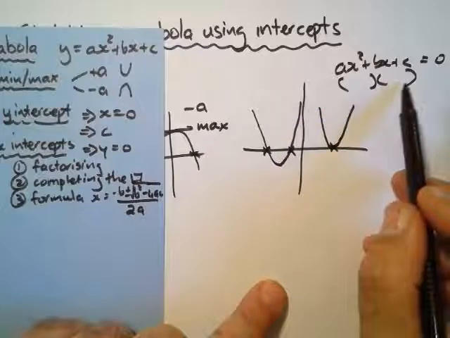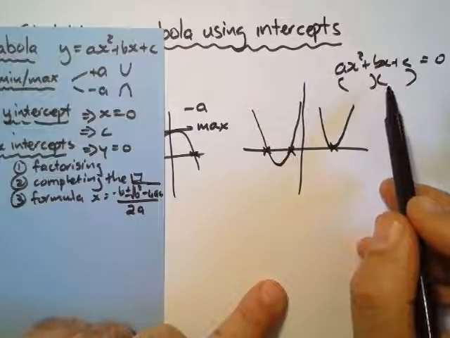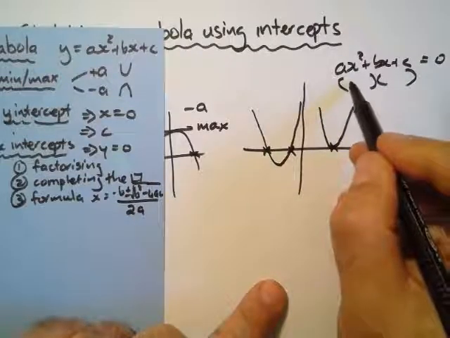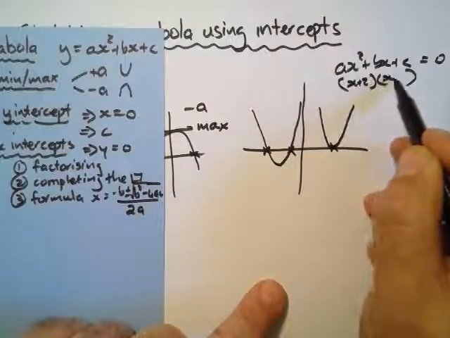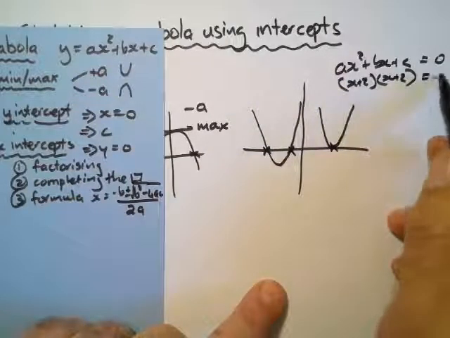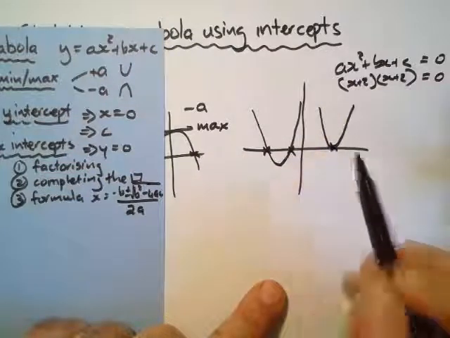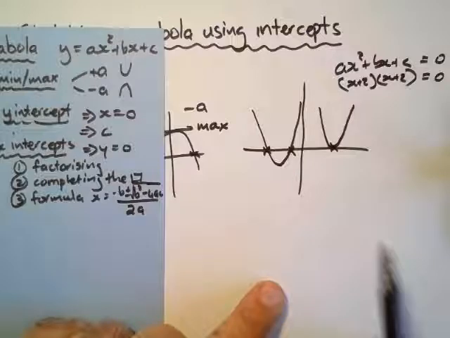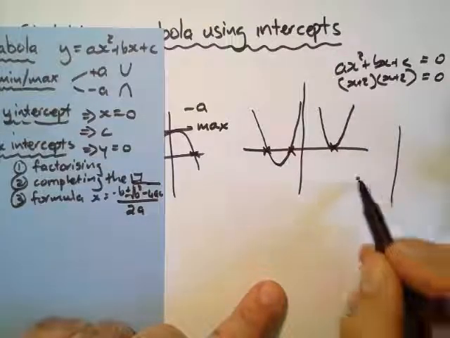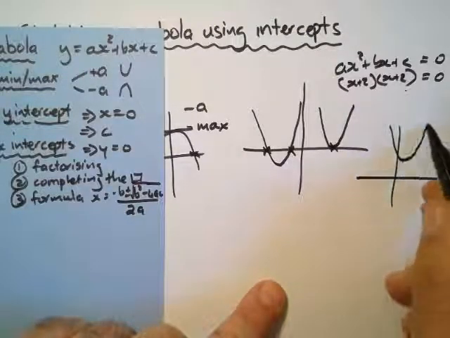In that case, these two brackets will look exactly the same. In other words, I'll have something like x plus 2 equals 0, which means x equals negative 2, and then that point will be negative 2. The third one is where I do not have any values.